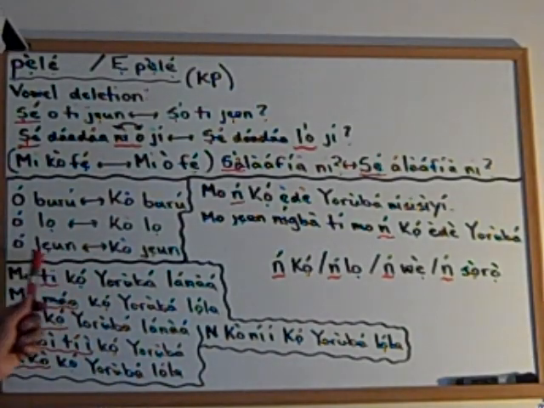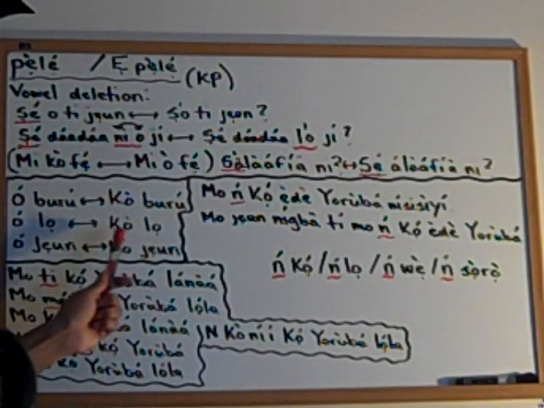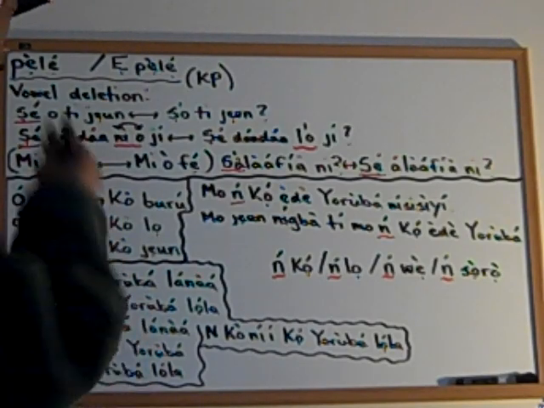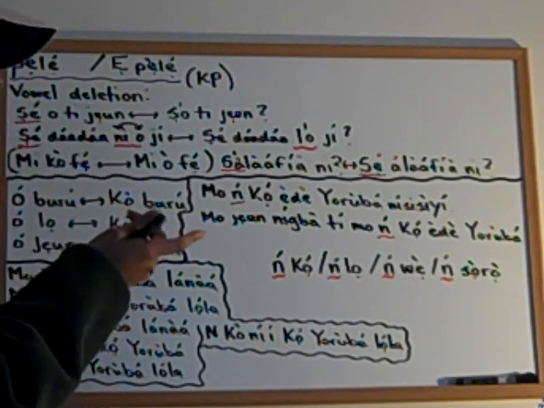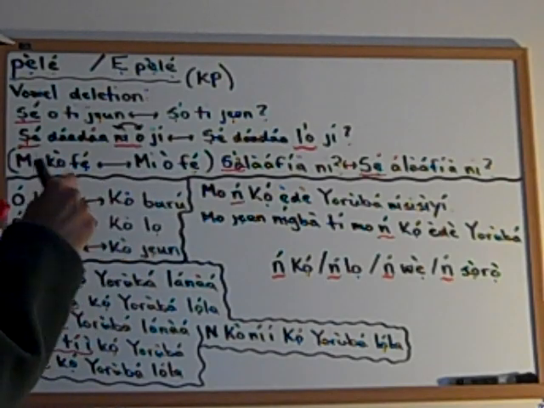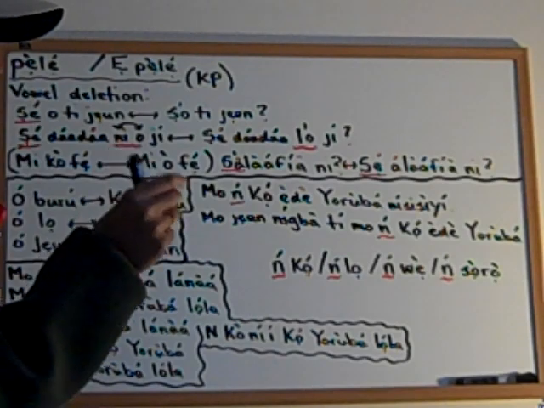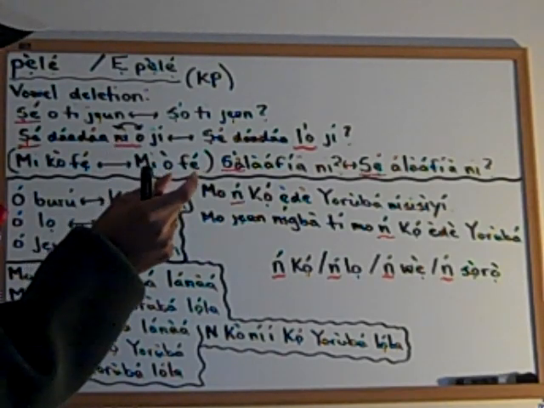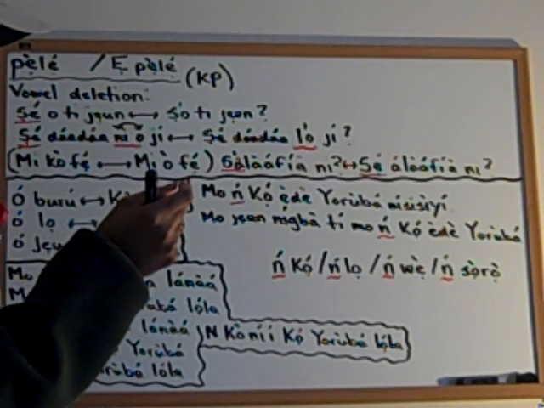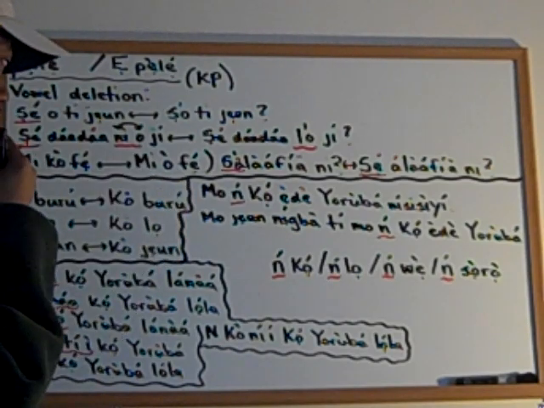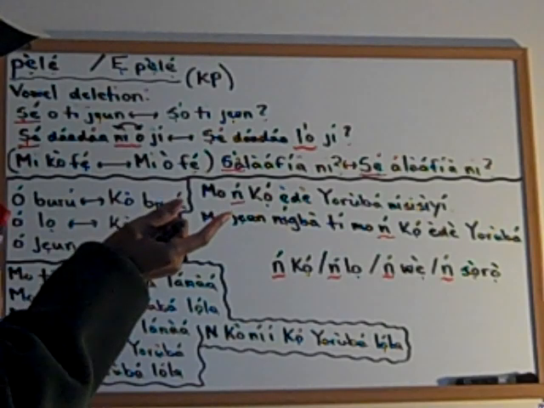So this one here is dealing with, I've got to say, oburu. O by itself means he, she, or it. They use this for he, she, or it. But when it's negative, you want to say, I'm going to say o buru. It's like negative, like it's not good.